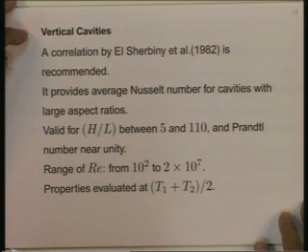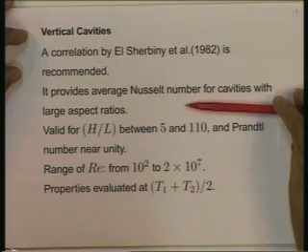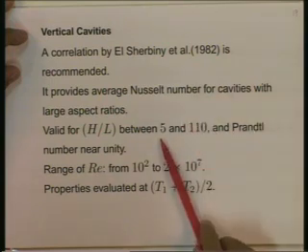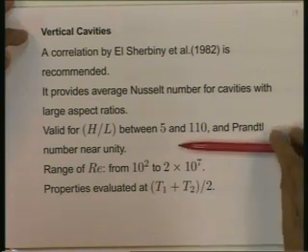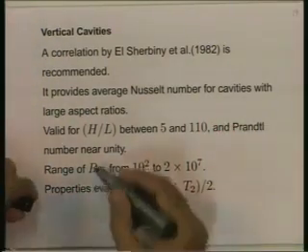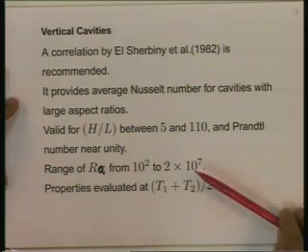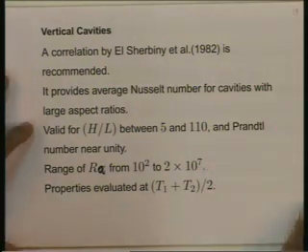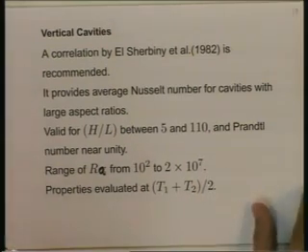Sherbini and Associates. Again, it provides average Nusselt number for cavities with large aspect ratios. Typically, the aspect ratios are expected to be between 5 and 110. Again, Prandtl number is expected to be near unity. The range of Rayleigh number is from 10 raised to 2 to 2 into 10 raised to 7. And properties are evaluated again at the mean temperature T1 plus T2 by 2.